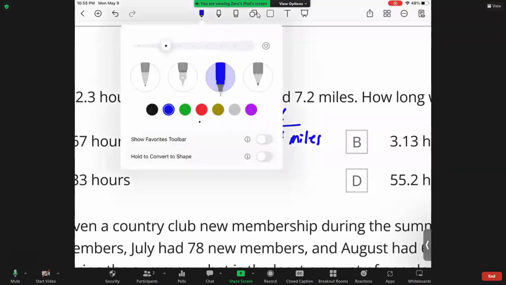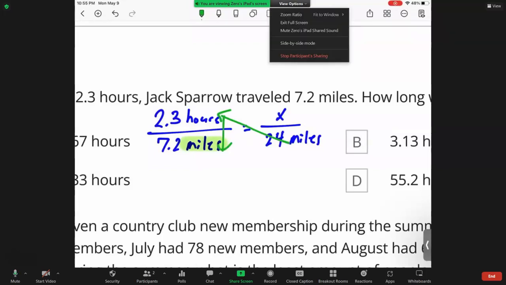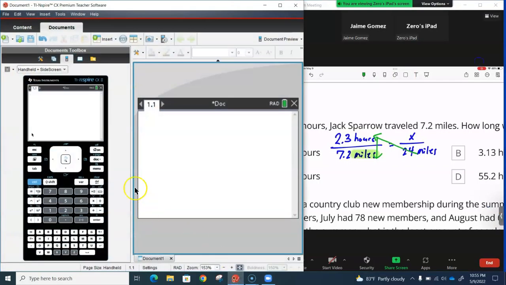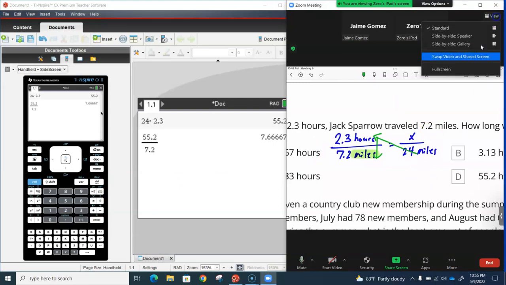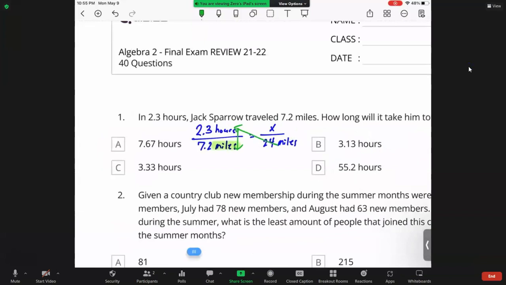Right, cross multiply and divide, right? Multiply those two and divide by that. Usually I'd use my calculator, but it doesn't have battery, so oh well. Let's do it here. 24 times 2.3 was that, then we'll divide that answer by 7.2, 7.66. 7.67.